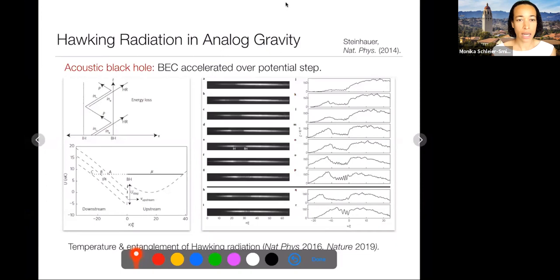As I said, there's a series of experiments that they've done where they ask things like, can we probe the temperature of this analog Hawking radiation? Can we actually probe entanglement between the Hawking radiation and entangled partners? Again, this is all by measuring correlation functions in the Bose-Einstein condensate. I just want to mention, if this is a line that's of interest to you, there's a nice sequence of papers by Jeff Steinhauer that goes into that.